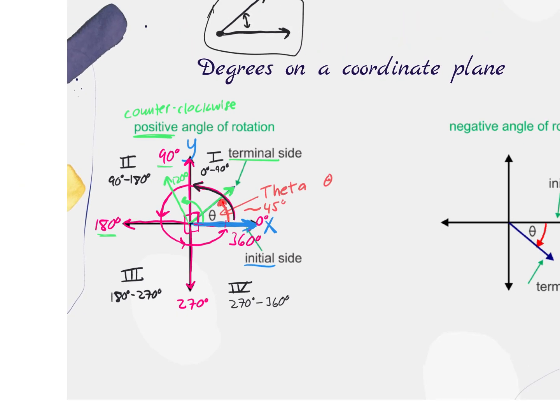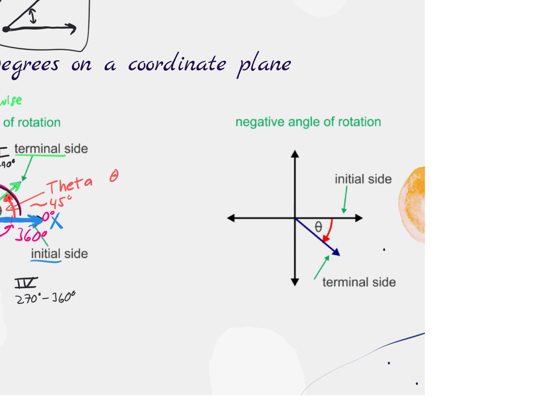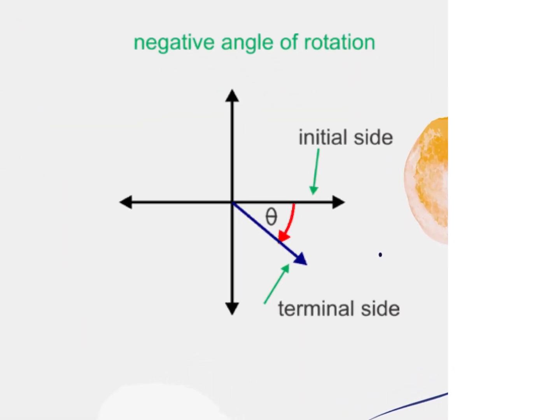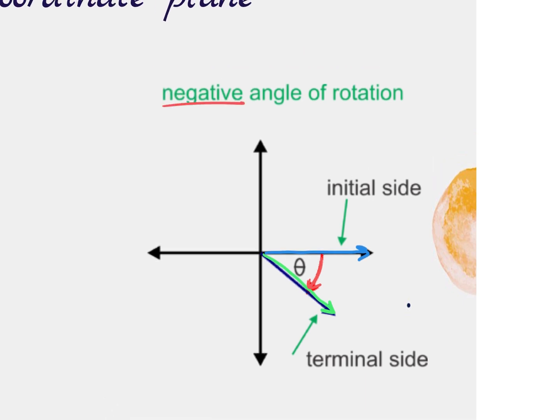Everything that we just said about these angles of rotation can be done exactly the same way, just in the other direction. These are what we call angles with a negative angle of rotation. Again, we have the exact same initial side. Everything is exactly the same. This is our initial side, and our terminal side is going to be where it ends. But notice that now you're going in the opposite direction. A negative angle of rotation is going to be clockwise.